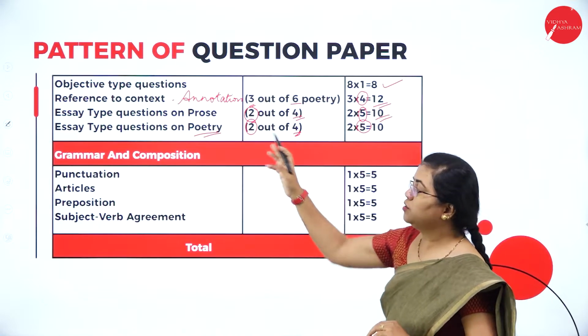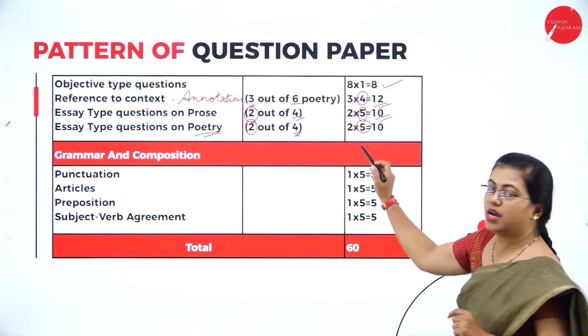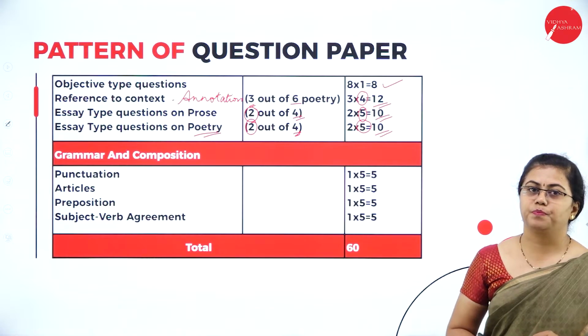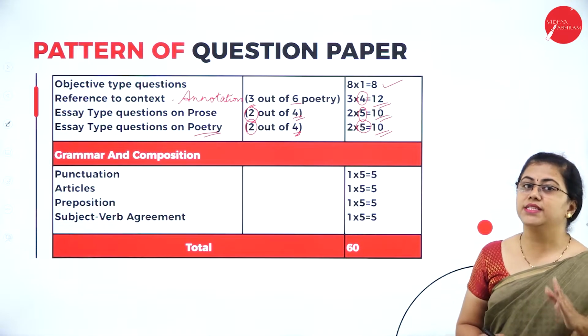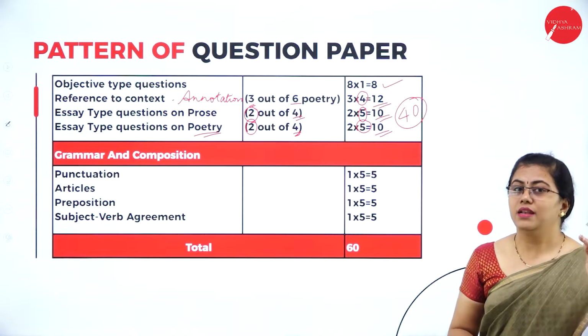Out of 4, you will answer any 2, and each question will be for 5 marks. So you need to answer any 2, and that constitutes 10 marks. Okay, so here we have 10, 20, and 20 plus 20 is 40. So here it becomes 40 marks. Fine.